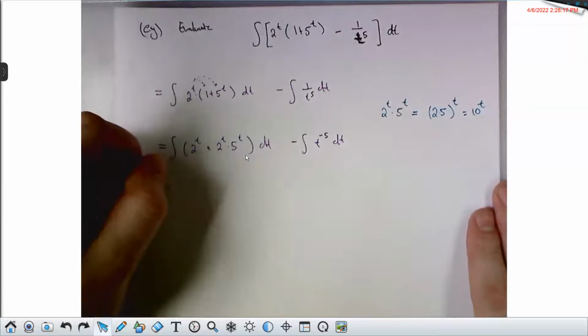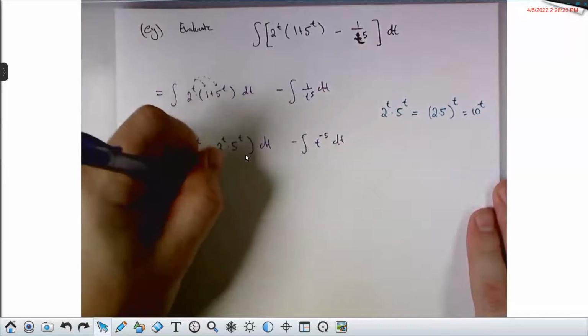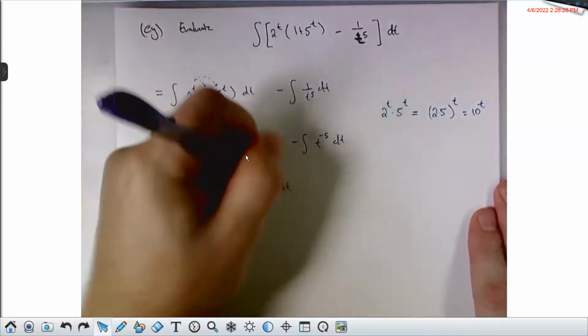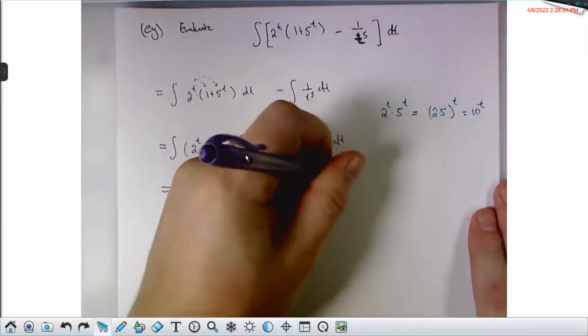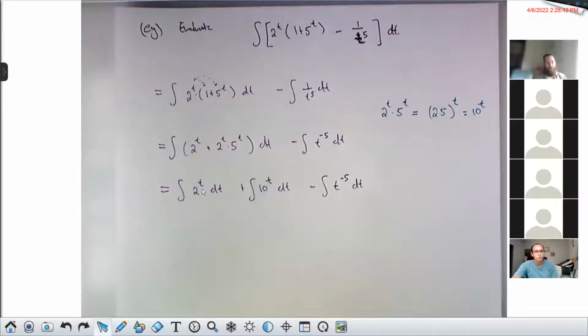And we can split that integral up a little further. So this is the integral of 2 to the t dt plus the integral of 10 to the t dt minus the integral of t to the -5 dt. Integrals like the first two, I love giving these to very confident Calc 2 students in the beginning of the semester, because nobody remembers how to do this. Everybody remembers how to integrate e to the t, but just like people tend to forget how to differentiate things like 2 to the t, forgetting how to integrate them is fairly common as well.